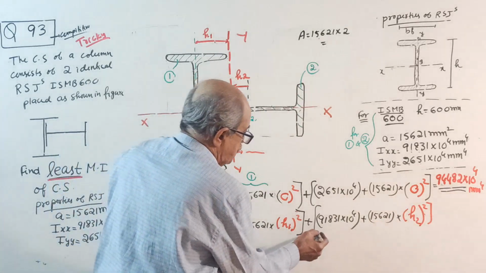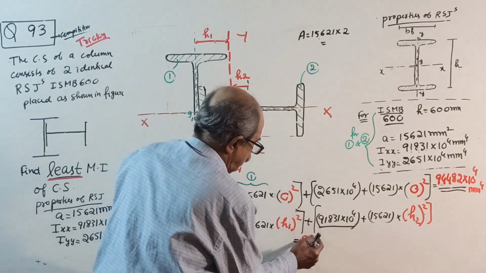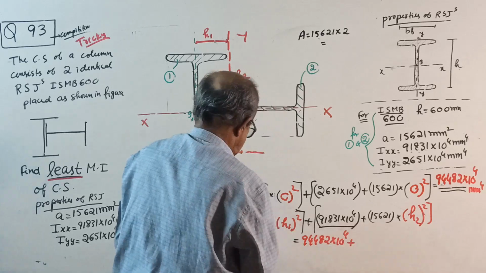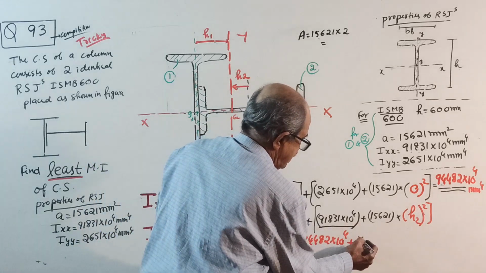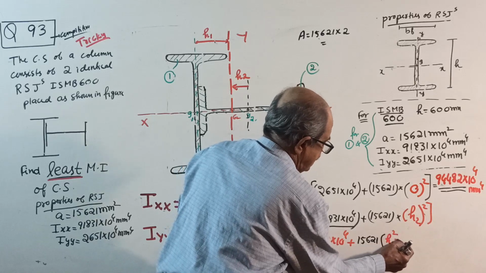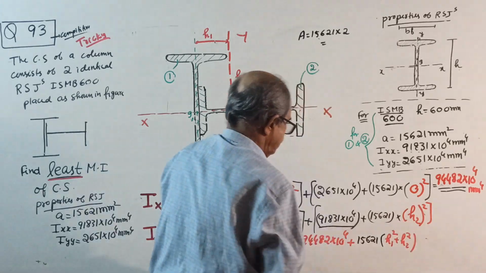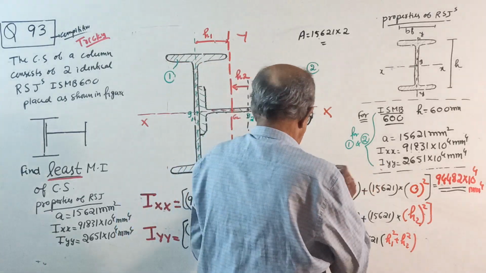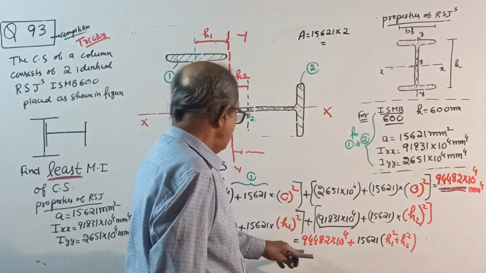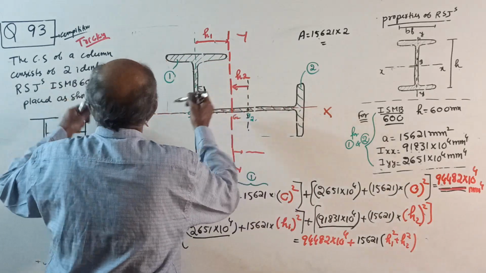If you calculate, 2651 × 10^4 plus 91831 × 10^4 is how much? It is 94482 × 10^4, plus 15621 area into H1 squared plus H2 squared. Over. Now you got the answer. IXX is 94482 × 10^4. IYY is 94482 × 10^4 plus something.